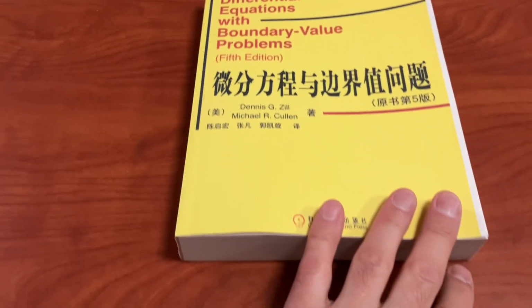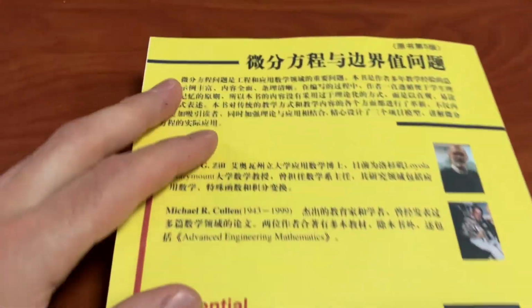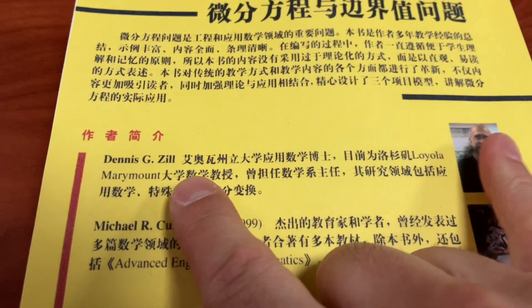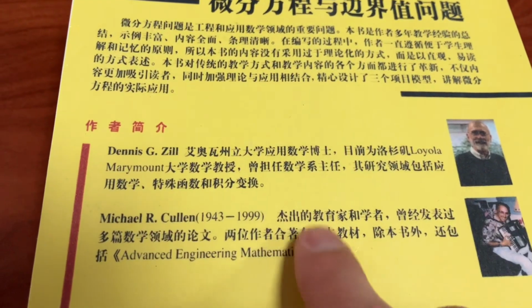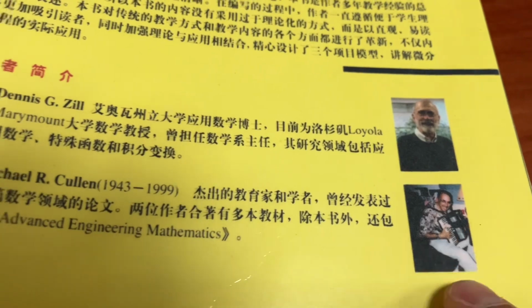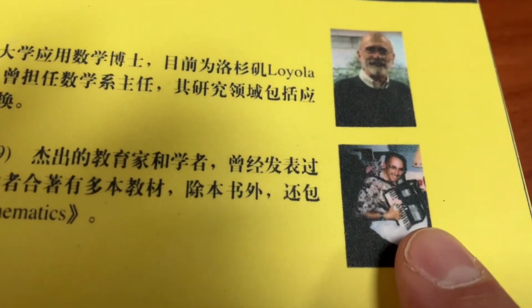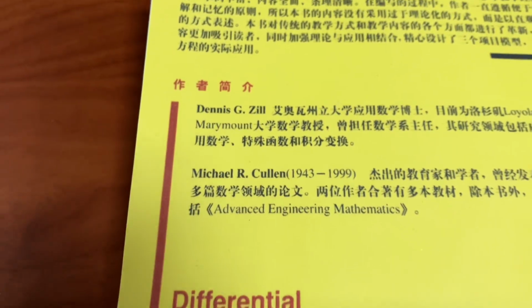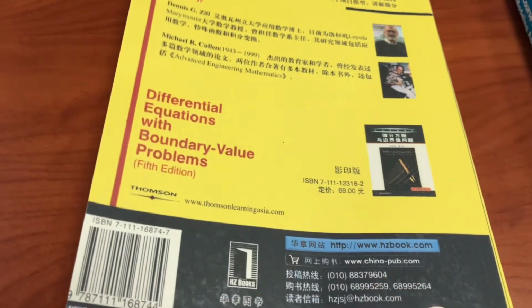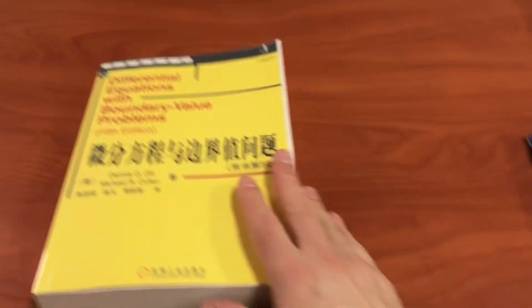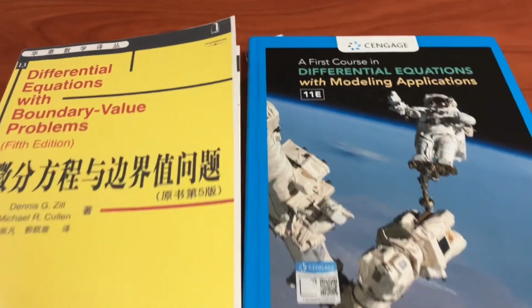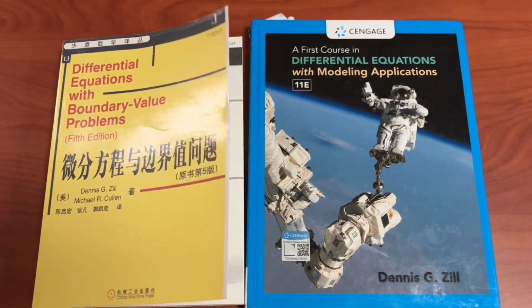And finally, to conclude the video, we're going to check the back cover of the textbook. We have here Dr. Dennis Zill. There's a photo down there from Loyola Marymount University. And then the second author, this is Professor Michael Cullen down there. I'm not sure that affiliation is displayed, but it is what it is, guys. So Differential Equations with Boundary Value Problems. There you go. And then A First Course in Differential Equations with Modeling Applications. Thanks so much for watching, and see you in the next one.